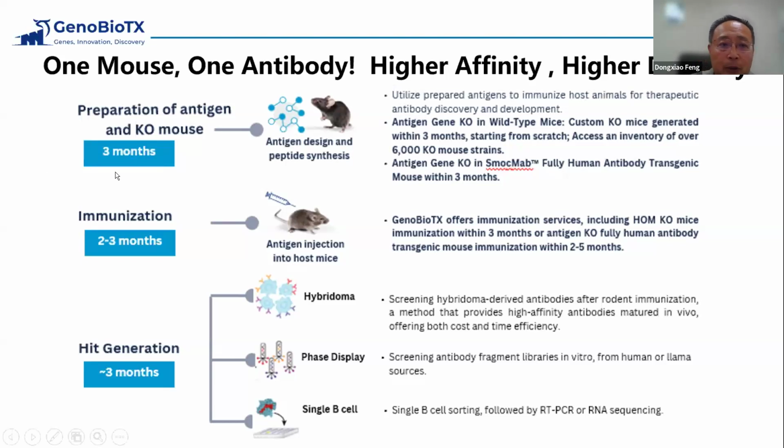So this is the timeline for this project. We can prepare the knockout mice in 3 months, no matter if it's wild-type mice, if you want to humanize the mouse monoclonal antibody in the future, or you want to develop the fully human antibody directly. We can prepare the mice in 3 months, and you can immunize the mice in 2 to 3 months, with 4 or 6 injections. Then you can use all the conventional methods to generate your hit. Normally it takes 1 to 3 months for hybridoma, for display, or for single cell sequencing.